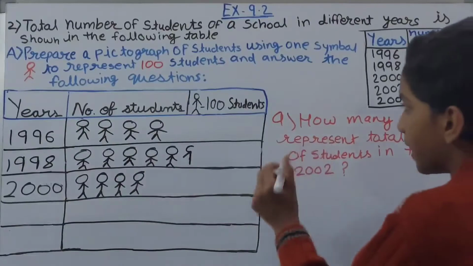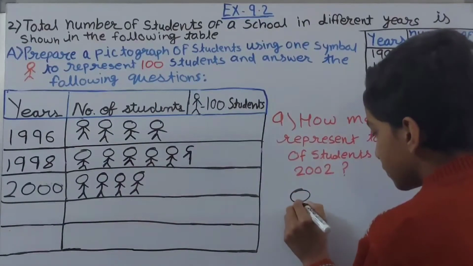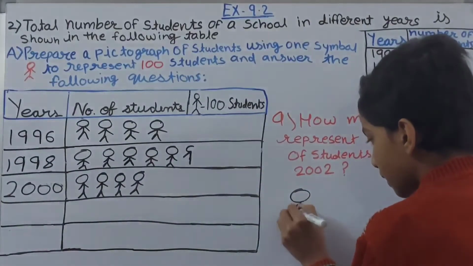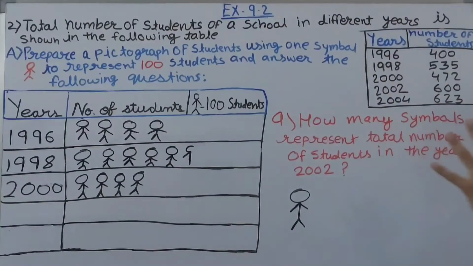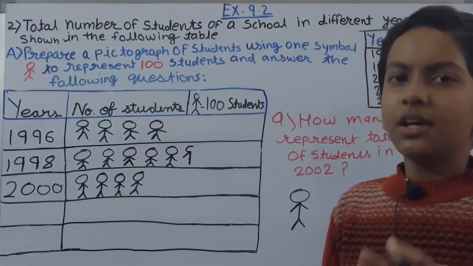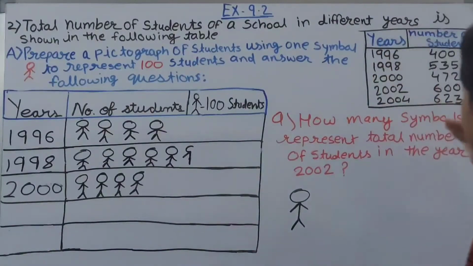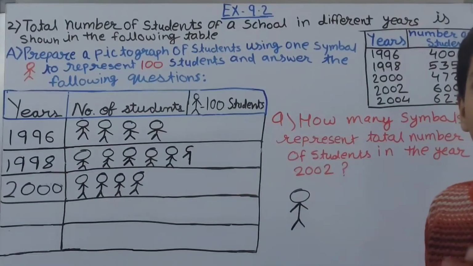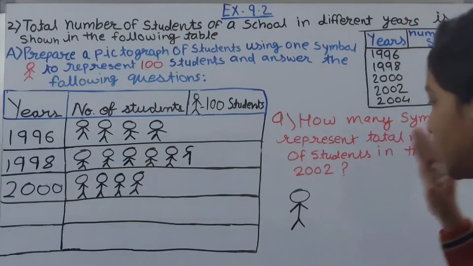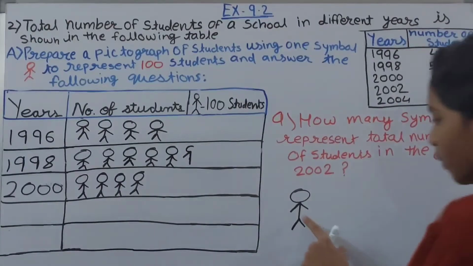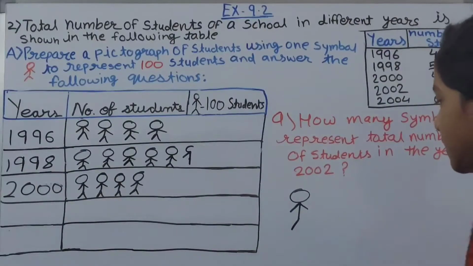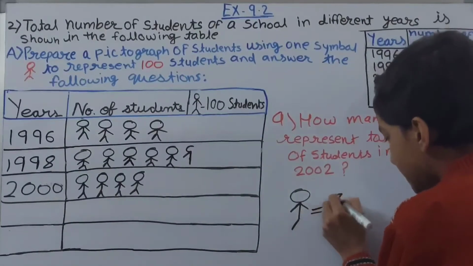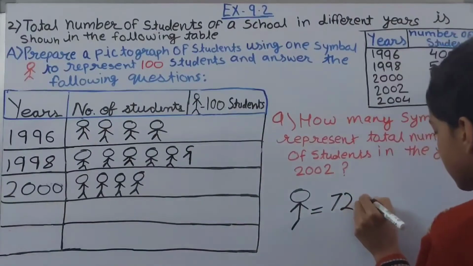But if we see one complete symbol that goes like this, listen carefully. This will represent 100 students. So 72 is just nearer to 100 only. So what we can do over here from this complete symbol, we can remove this one leg. Now you can mention this will be 72 students.